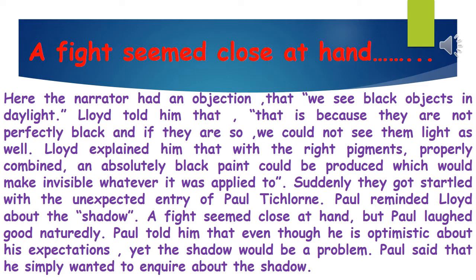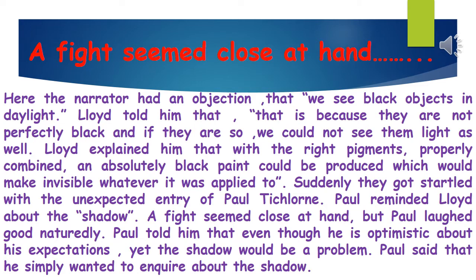A fight seemed close at hand. Here, the narrator had an objection that we see black objects in daylight. Lloyd told him that that is because they are not perfectly black, and if they were, we could not see them in light as well. Lloyd explained that with the right pigments properly combined, an absolutely black paint could be produced, which would make invisible whatever it was applied to.